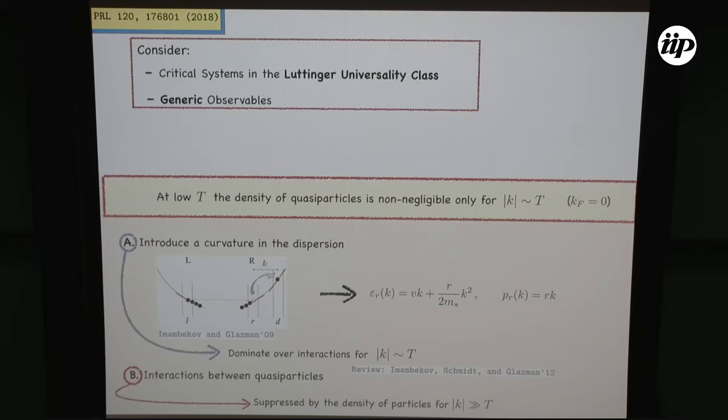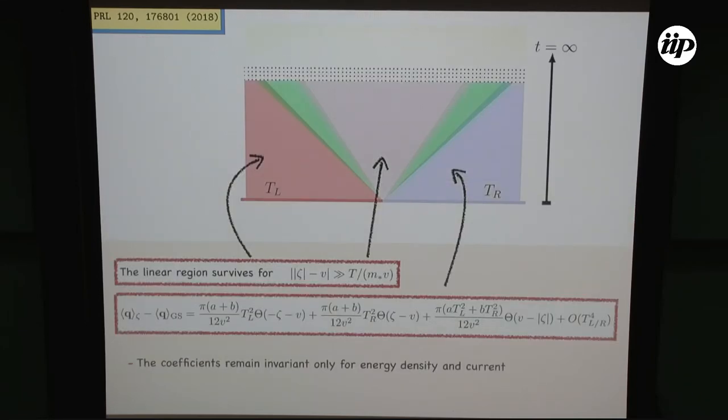Okay? So I'll just keep three particles, as in the Luttinger liquid, but now I add a curvature in the dispersion. And I do the calculation again. So what I find is the following. There is a region here, if I go far enough from the transition point, so from the point where there was the step before. If I go far enough from there, the description of the linear Luttinger liquid doesn't change if I add this curvature. It's the same as before, basically.